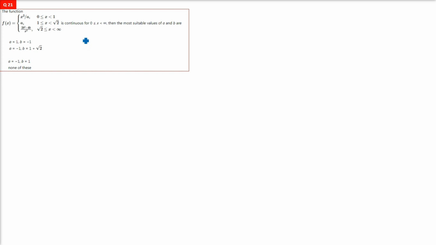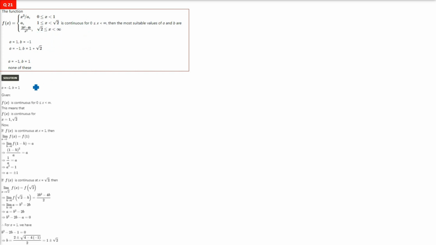Now this is a question where we have 1 and root 2 we have to see. Let us see, because it is changing at 1 and root 2. The values are given from 0 to 1, 1 to root 2, root 2 to infinity. So this is 1. This is root 2. Root 2 is basically 1.414. It is 0. It is infinity. From 0 to infinity, we have 1 and root 2 in between.